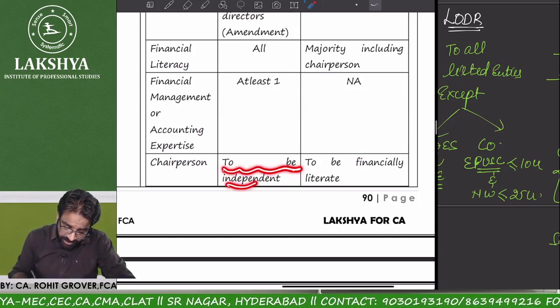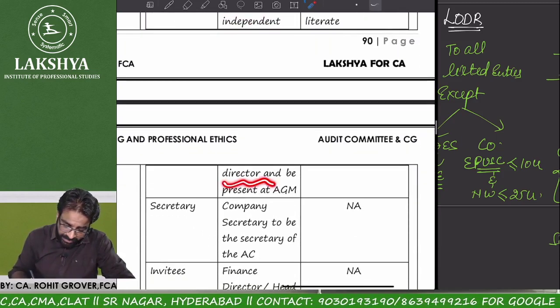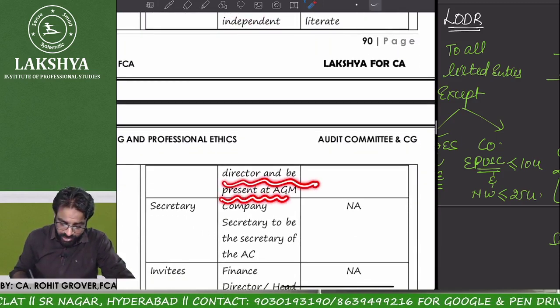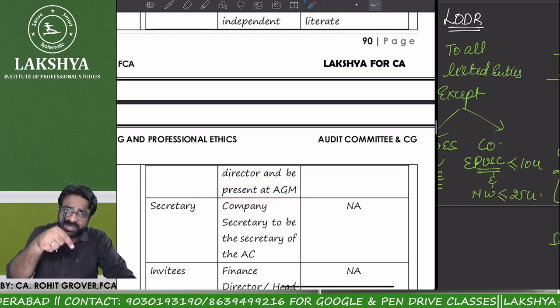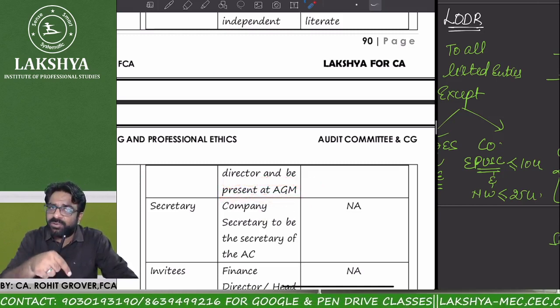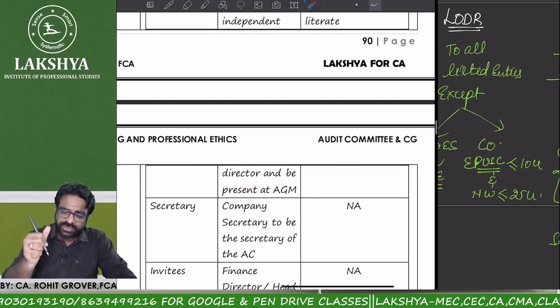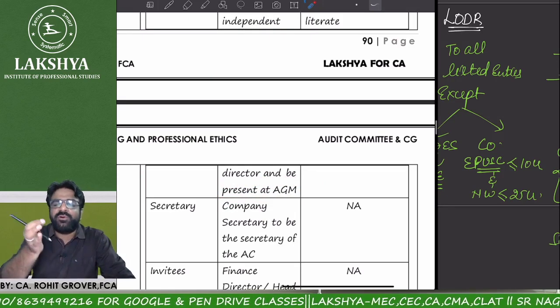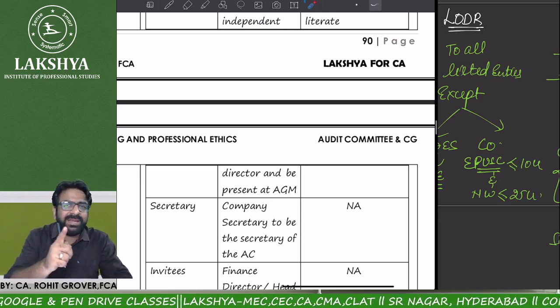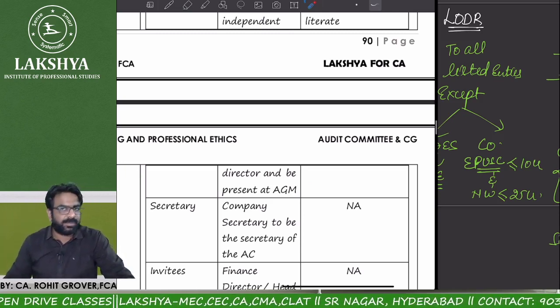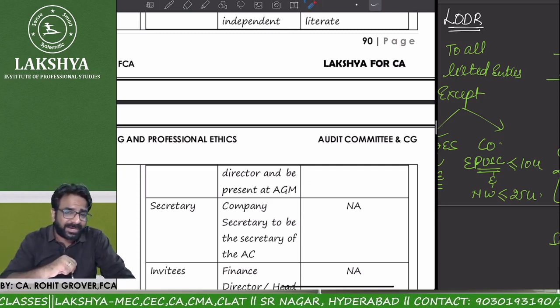Yes. Now, who is going to chair the audit committee under LODR? It is to be chaired by an independent director, and that independent director should be present at the AGM. So we understood who can chair the LODR audit committee. Only an independent director can chair the LODR audit committee.